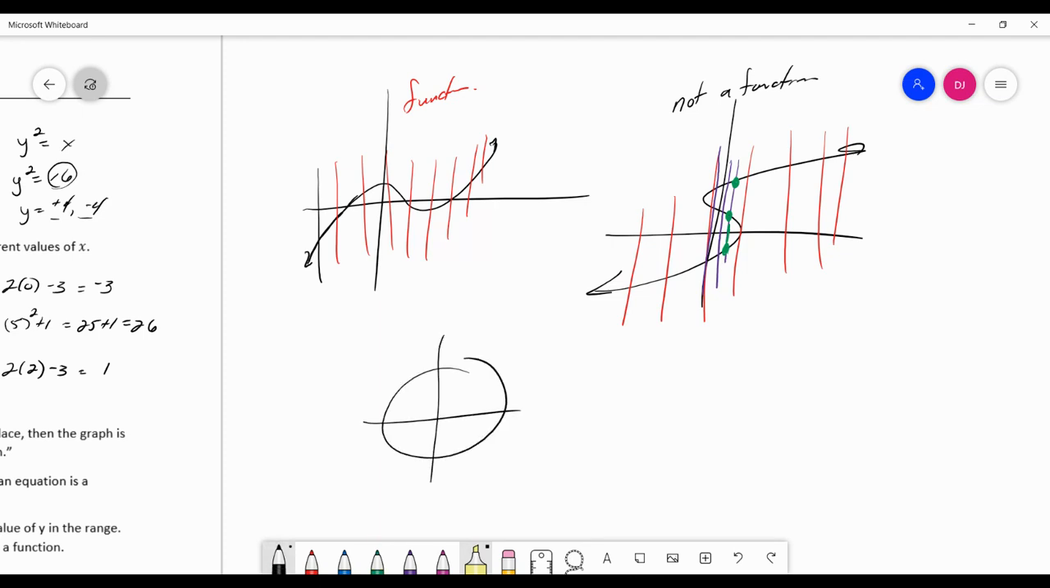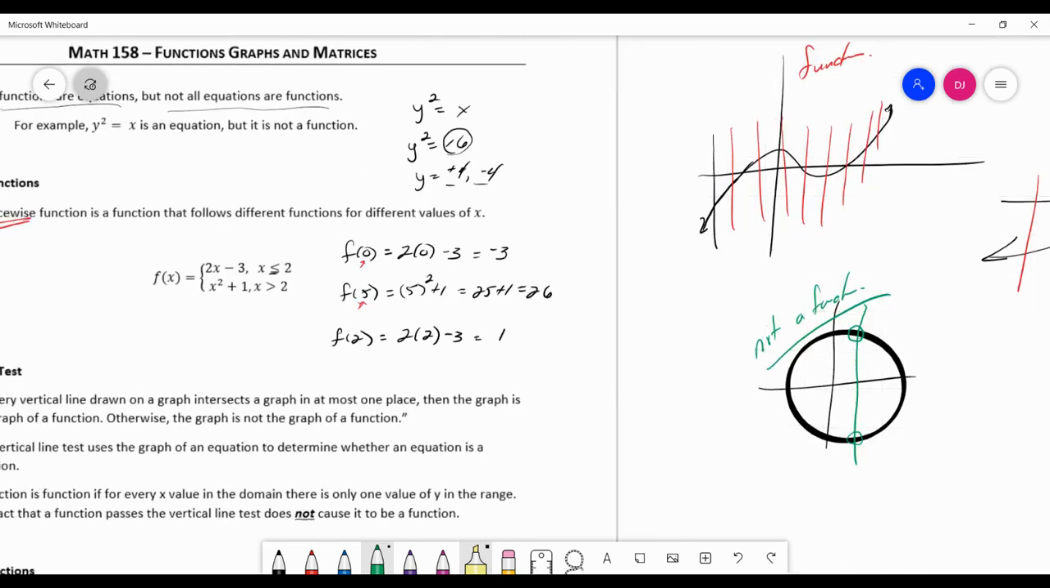Is a circle, that's a pretty ugly circle. That's a better circle. Is a circle a function? Well, is it possible for me to draw a vertical line that will intersect the graph in more than one place? Yes. This vertical line crosses here as well as here, so this is not a function. Okay, and that's called a vertical line test.